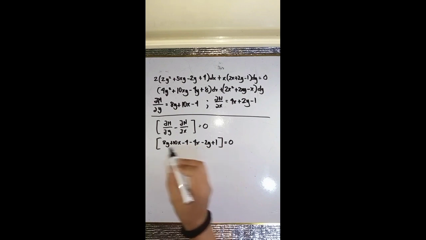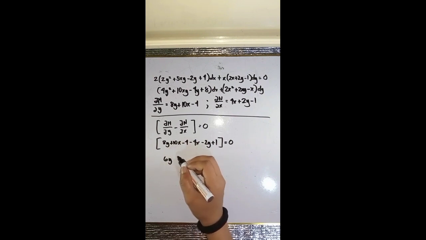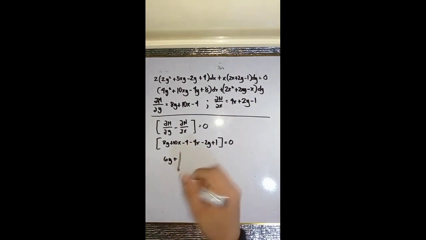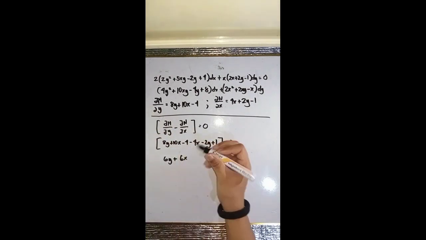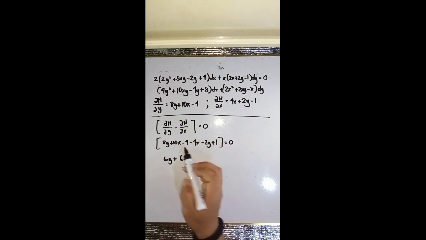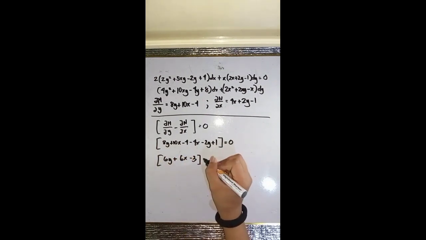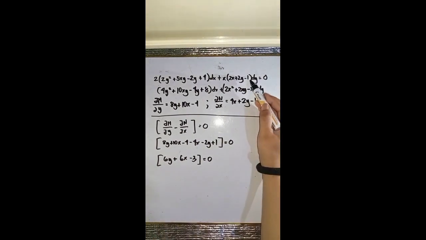So, solve for the like terms. 8y minus 2y is equal to 6y. 10x minus 4x is equal to 6x. And negative 4 plus 1 is equal to negative 3. Now, as we can see, the resulting function has a commonality with the N function.